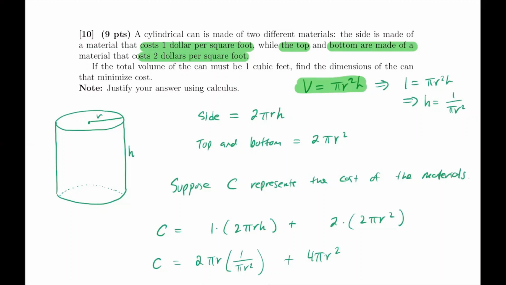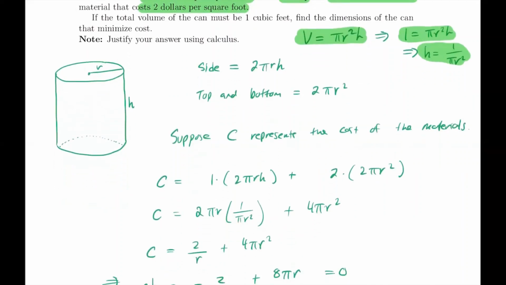So we know we have 1 cubic foot. So volume is 1 equals pi r squared h. So that's what I got right here. And then I isolate this variable h so that I have everything in terms of just one variable r. That's what I did here.